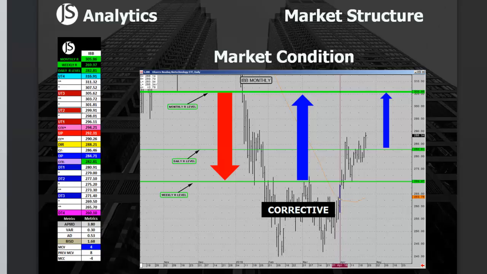Corrective conditions can be choppy, they can be emotional. It's just part of what it is to be in a corrective condition. But understanding that fact provides better awareness during the trade period.